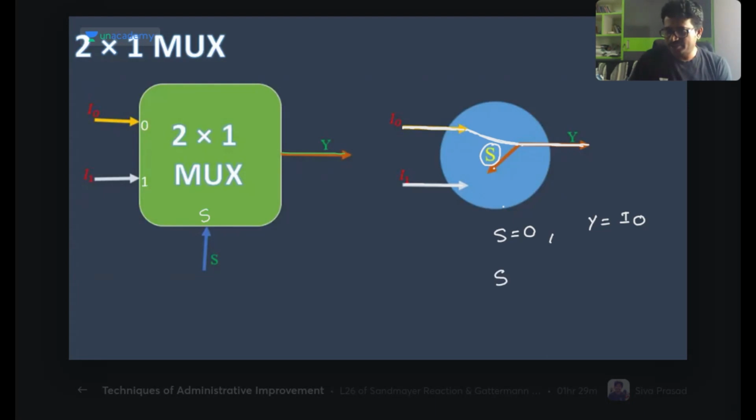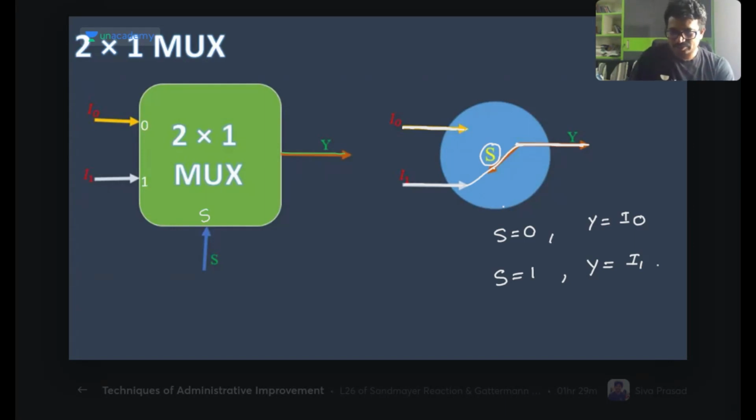If the S value is equal to 1, then who will go to this output now here? When S value is equal to 1, this person will go, the connection is established here. Then output Y will be equal to what? Here this is I1. According to the select line, which person will go depends on it.